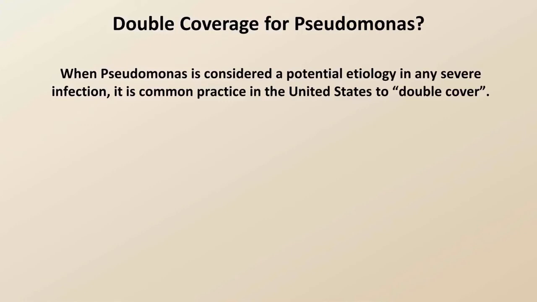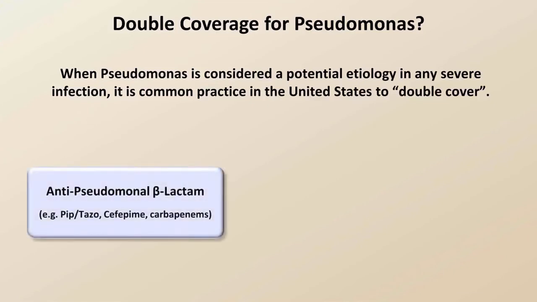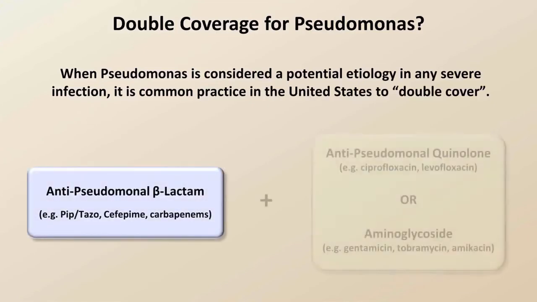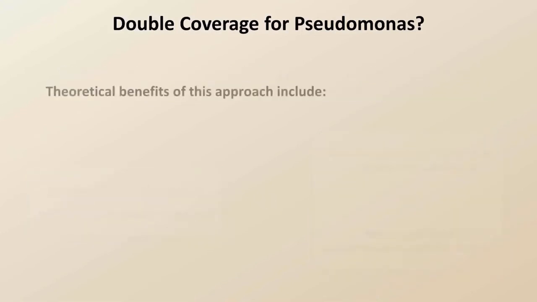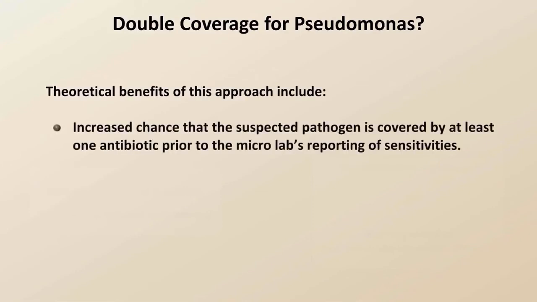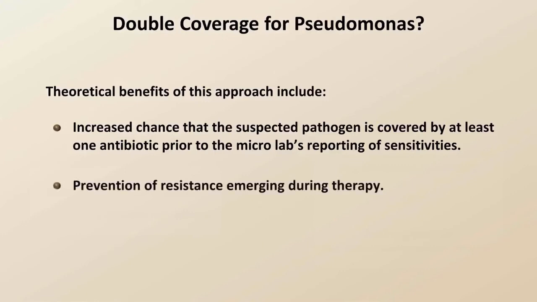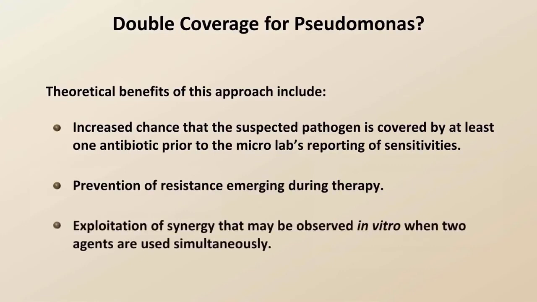The exact combination used is usually an anti-pseudomonal beta-lactam plus either an anti-pseudomonal quinolone or an aminoglycoside. The theoretical benefits of this approach include an increased chance that the suspected pathogen is covered by at least one antibiotic prior to the micro lab's reporting of sensitivities, prevention of resistance emerging during therapy, and exploitation of synergy that may be observed in vitro when two agents are used simultaneously.